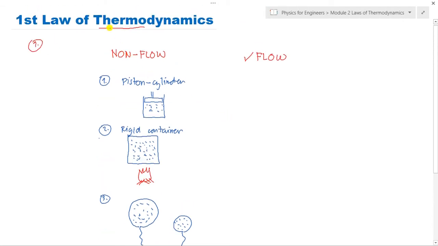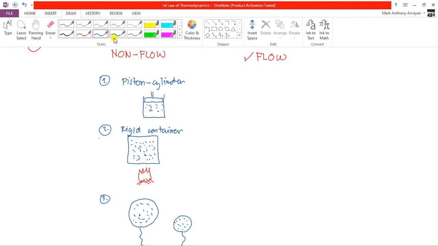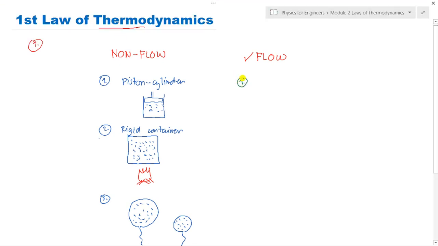But for the flow process, there are very many, and these are applied in our field. The first one is the turbine. If you are familiar with a turbine, this is a system that follows the flow process because the steam will enter. The steam is our working substance. The steam causes the turbine to rotate, and then of course the steam also exits, steam out. So here our working substance flows, unlike here where it is stagnant.